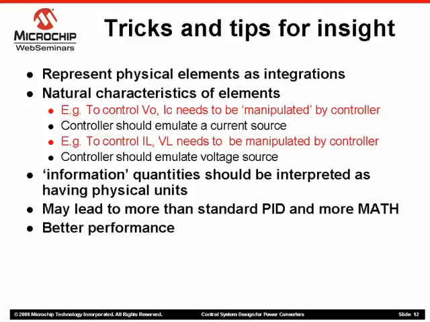Information quantities, which are quantities used in software, should be interpreted as having physical units. You may end up with something that is more than a standard PID and more mathematics, but the trade-off is you will have better performance and the system design will mimic the natural way of doing things.